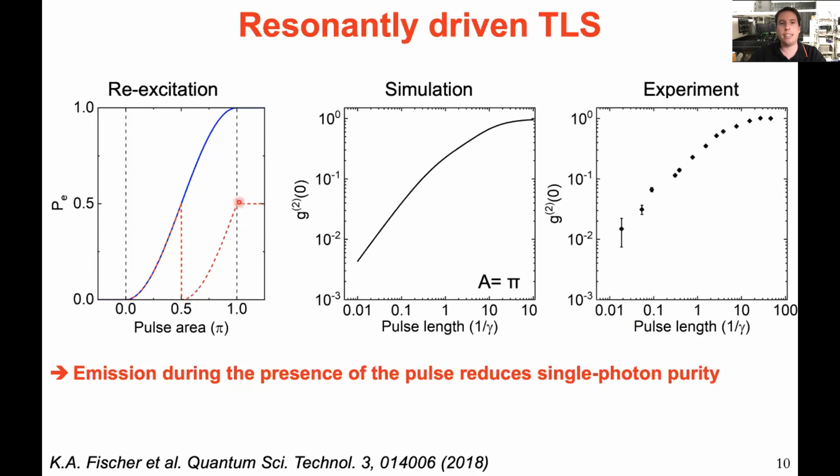So consequently, the minimum value of g² that you can obtain in simulation depends on the pulse length. When we calculate these two-time correlations and integrate them, we can see that for a resonantly driven two-level system and a pulse length of about 1% of the lifetime, we are in the 10⁻³ range. And the longer our pulse gets, the closer we approach classical light when the pulse is much longer than the lifetime. And this agrees very well with experiments that we performed.